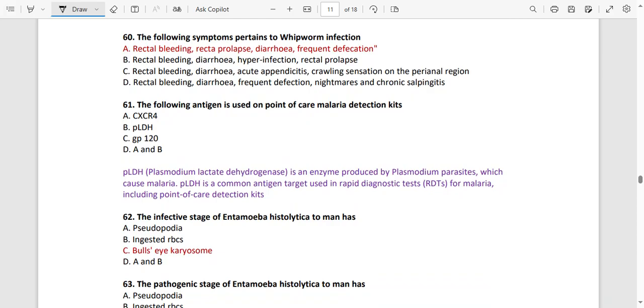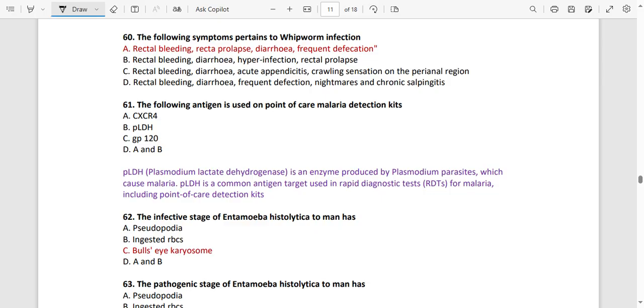The following symptoms pertain to the whipworm or whipworm infection. Whipworm, we know this is trichuriasis. And one thing you should always think about when you think of trichuriasis, what symptom comes to your mind? Rectal prolapse, yes. So there is rectal bleeding, and this guy, as we've said from the top, that big inflammation causes the rectal bleeding. That's why there can as well be anemia because of a lot of loss of blood. And then, so rectal bleeding, rectal prolapse, diarrhea, frequent defecation. So that's the best. Rectal bleeding.